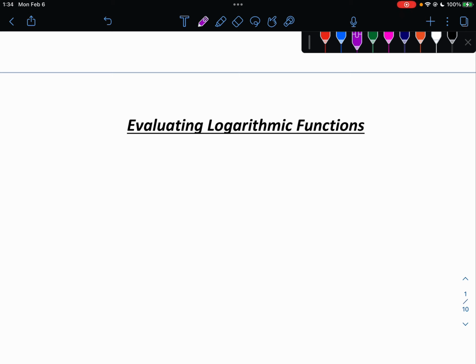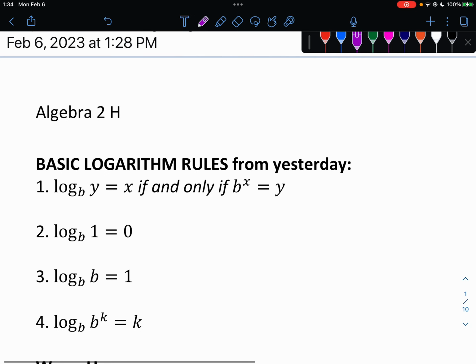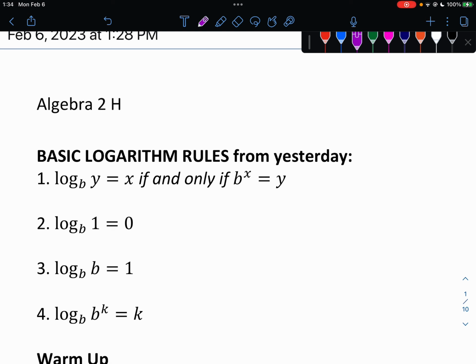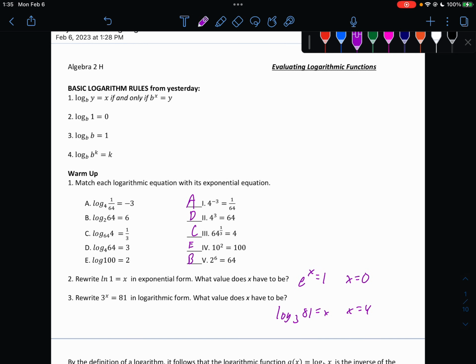All right, but to start this, there's a warm-up on the first slide. I showed you the basic rules we learned yesterday. And then there's a warm-up that I want you to try, 3 problems. Try those, pause the video, and then come back when you're done. All right, here are your answers to the warm-up slide.